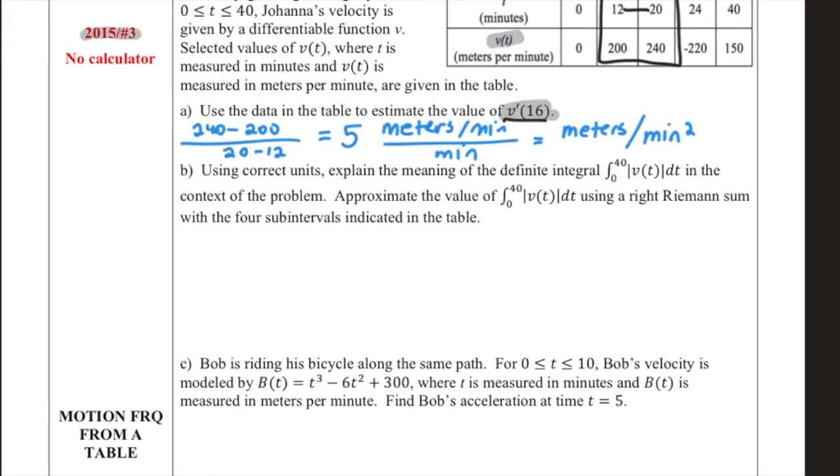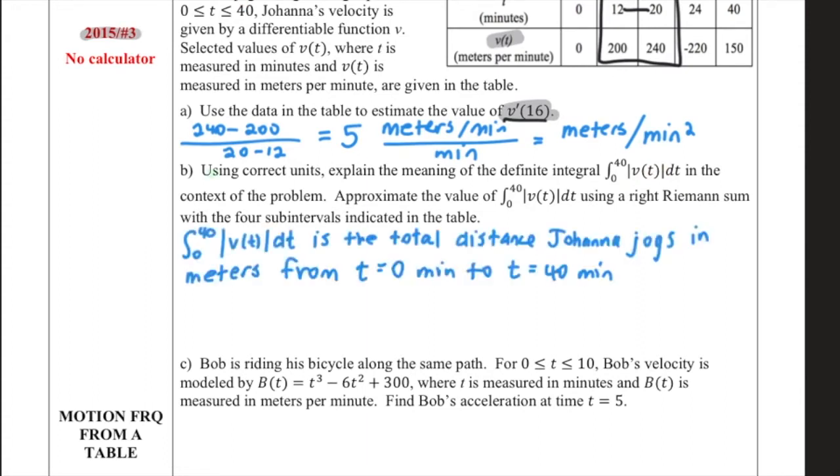In part B, I'm asked to explain the meaning of this integral in the context of the problem. So when it says in the context of the problem, what you don't want to say is just, oh, I'm doing an integral from 0 to 40 of absolute value. You want to say what it means as Joanna is jogging along the straight path. You should recognize the absolute value of velocity as an integrand as being your total distance traveled. So I would say that this is going to represent the total distance that Joanna has jogged.